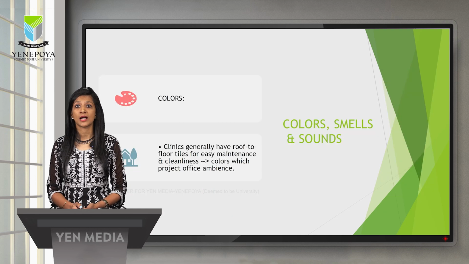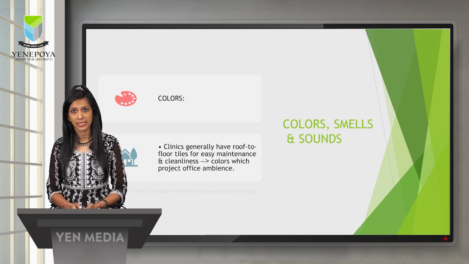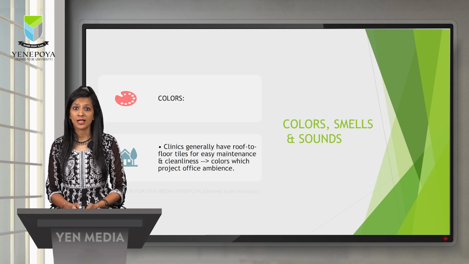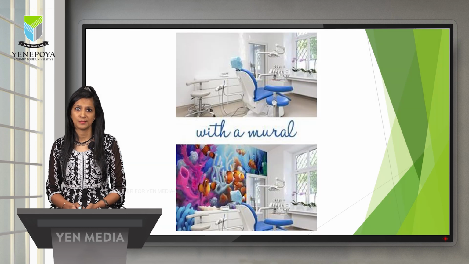Now we will talk about the colors, the smells and sounds in a dental clinic. Now the clinics generally have a roof to floor tile for easy maintenance and cleanliness. Now these are colors which project office ambience. They could be whites, beige, browns, greys. So generally we go for monochrome colors. But these colors are very boring as perceived by a child, and children, they prefer bright and loud colors.